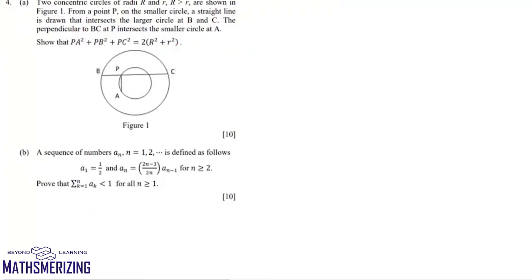Now question number 4b is: a sequence of numbers an is defined as a1 equals 1 by 2 and an equals (2n minus 3) upon 2n into an minus 1. We need to prove that the summation of ak is less than 1 for all n greater than or equal to 1. So we can write this an as (2n minus 3) upon 2n. Now an minus 1 will be (2n minus 5) upon (2n minus 1). Next one will be (2n minus 7) upon (2n minus 2), and will continue up to a1, which is 1 by 2.